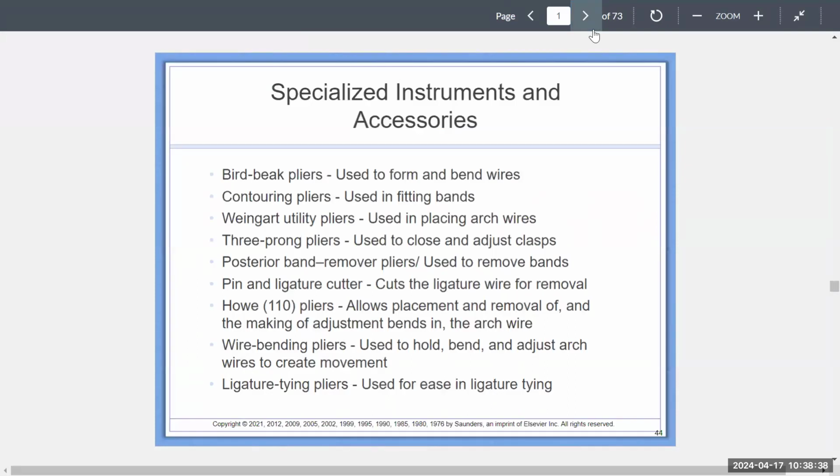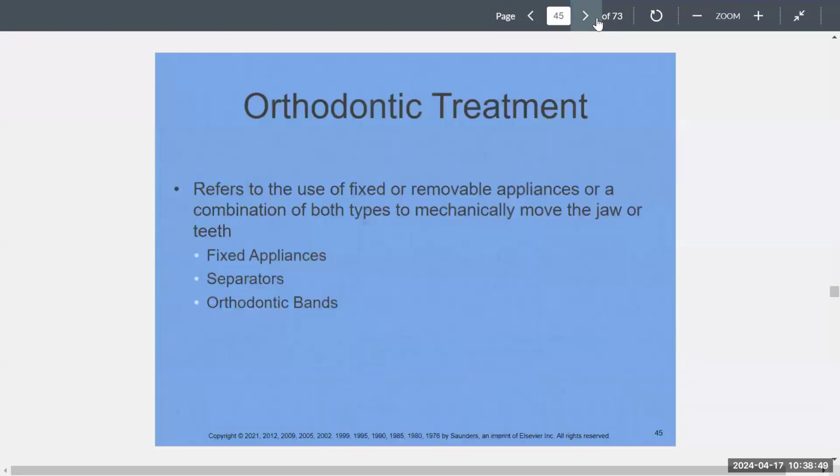So all of this is here. You can take a look at this. Some of the names tell you right then and there what they do. It's pretty obvious, but you can review this on your own time. But no matter what, always remember that you have to consider whether the patient is having a fixed appliance or a removable appliance, or maybe even a combination of both to move the jaw or the teeth.